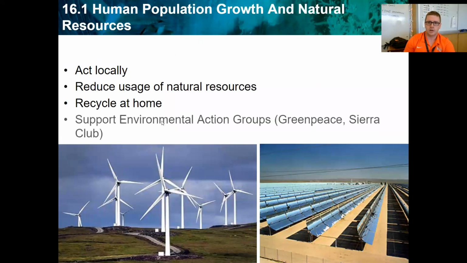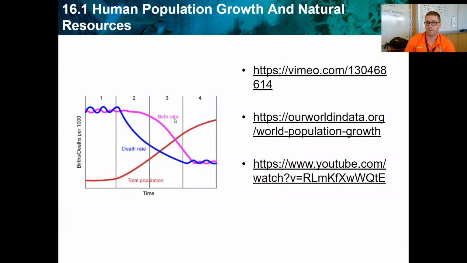Again, these are things we can do to try to help improve the rate at which natural resources are consumed and used. What can you do? Act locally within your community. Make sure you recycle, reuse, all that fun stuff. Different environmental groups do things all the time that really push for us to integrate renewable natural resources into our system at a much better rate.